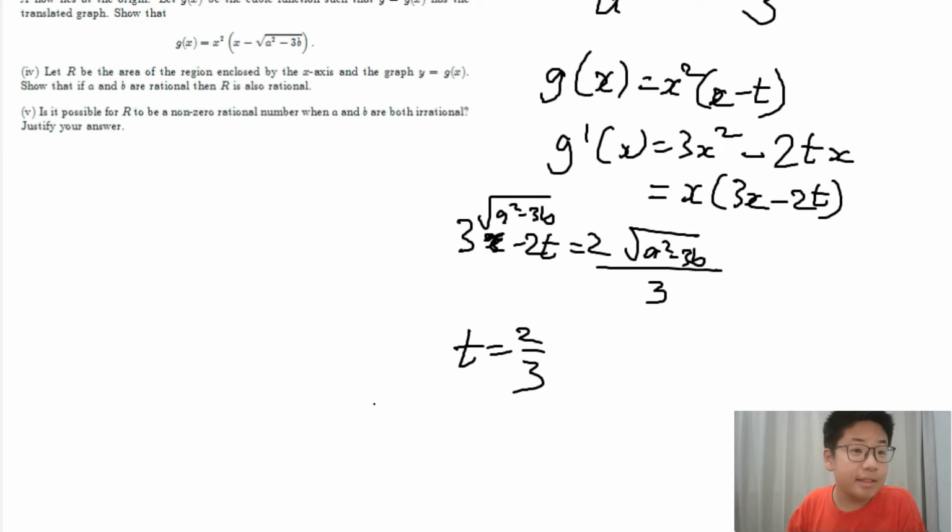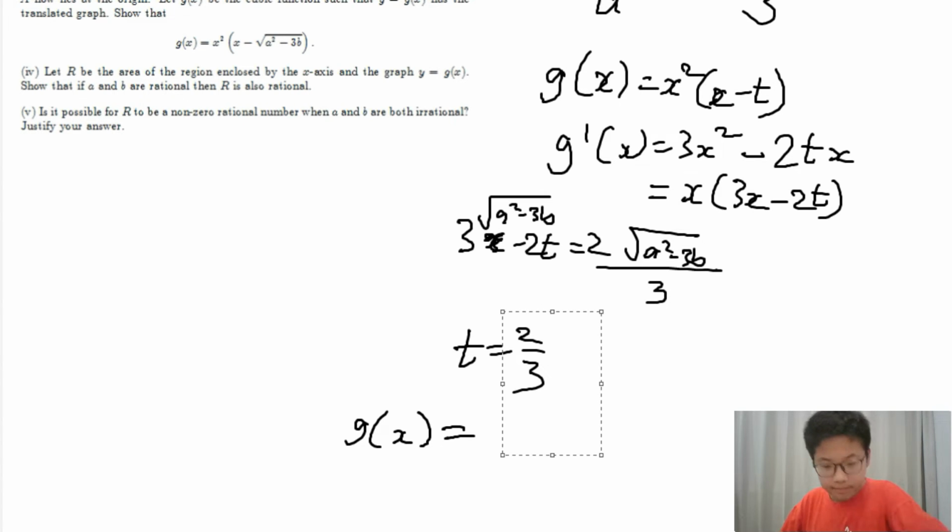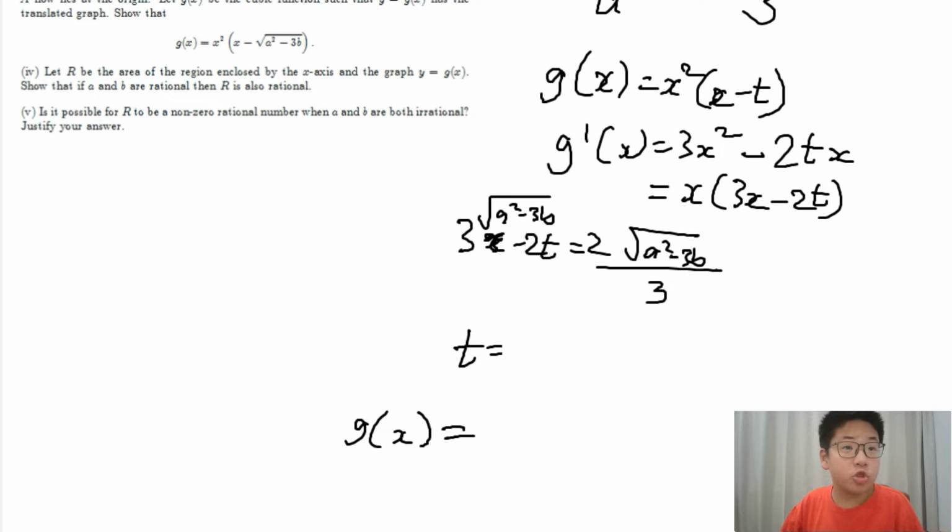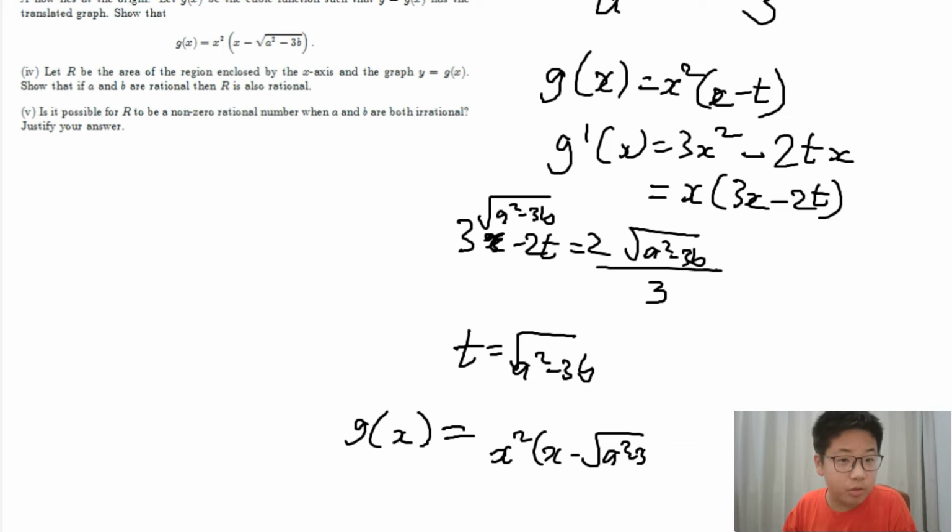So this means that g of x, wait a sec, is actually, t, sorry, I had a small typo here. t is actually the square root of a squared minus 3b. So let's quickly write that down. So g of x is x squared times (x minus the square root of a squared minus 3b).